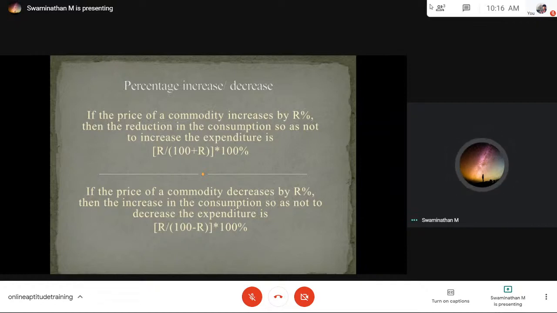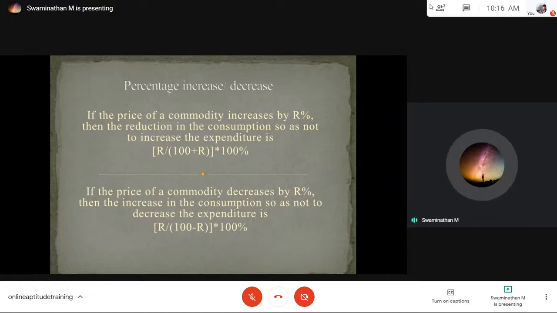Okay, so vice versa. If the price of the commodity decreases by R%, then you can increase your consumption so as not to decrease the expenditure. That is R by 100 minus R into 100%. There are very few formulas in percentage. You have to note them so that you can solve problems. For quants, if you know the formulas and the basics of percentage, you can easily solve. But in case of logical and verbal, you need to do practice.